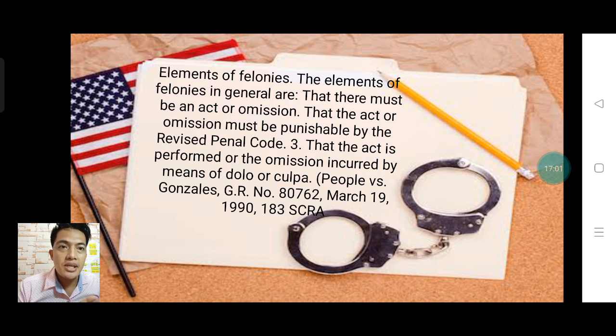Then, in culpa, there is fault. If there is fault, the wrongful act results from imprudence, negligence, lack of foresight, and lack of skill. So, we are clear on the definition and the requisites of felony.